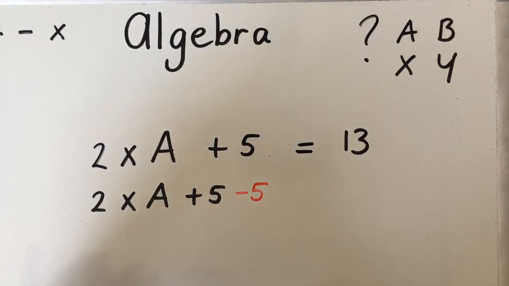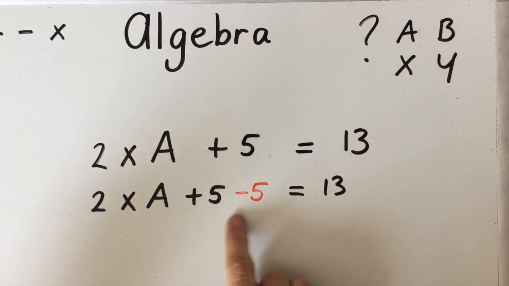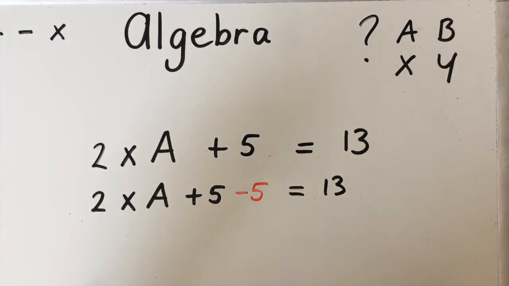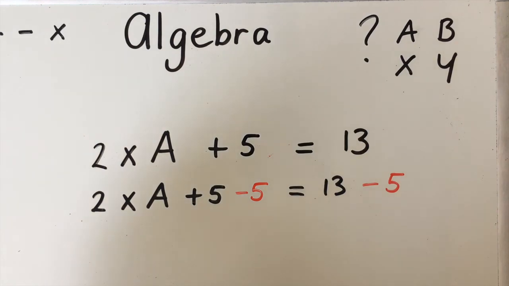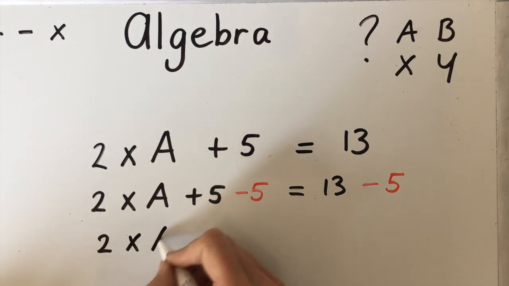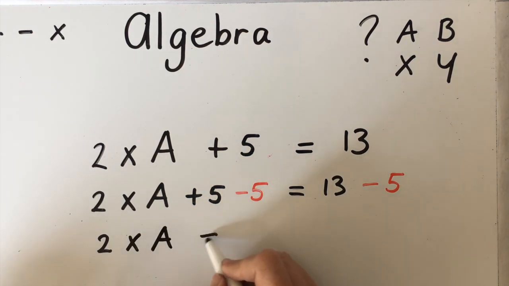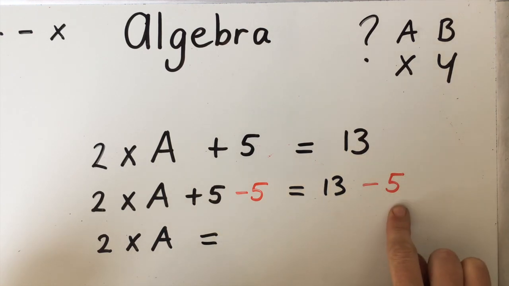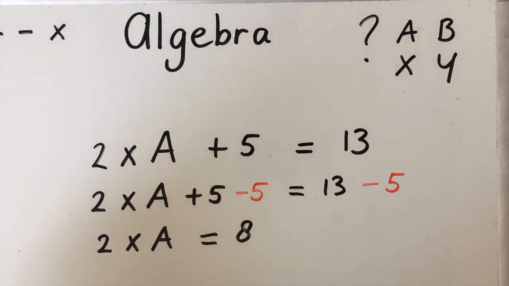equals 13. And what I do here, I also do on the other side. Minus 5. What do I have left over? I have now left over 2 times a plus 5 minus 5, which is 0, equals 13 minus 5, which is 8. And now I have to do my second step.